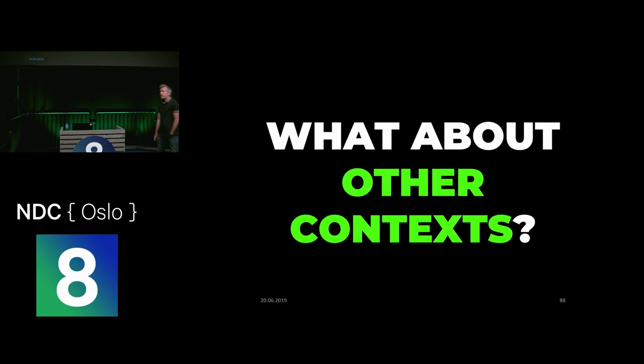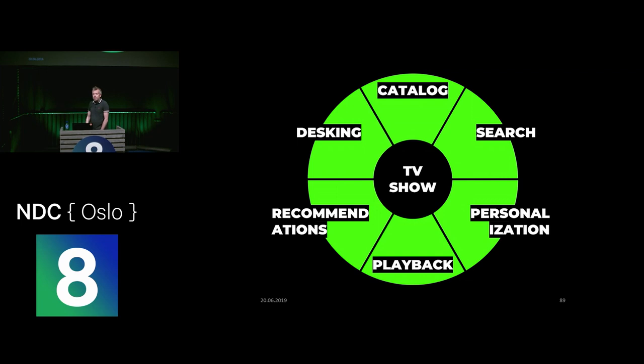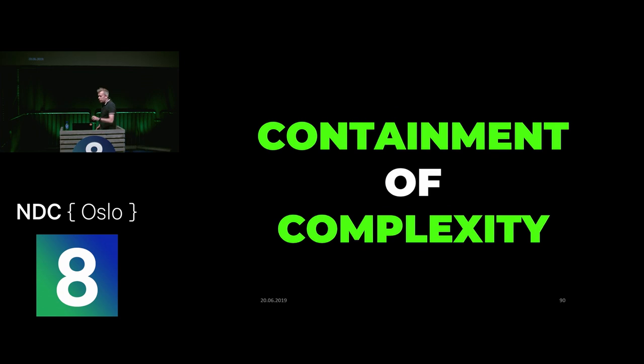Okay, so that was two contexts. What about other contexts? So here we have a simplified attempt to sort of break down different kinds of lenses that you can view the TV show from. And the reason we do that is to contain complexity. So we can sort of think about these things without thinking about everything at once.